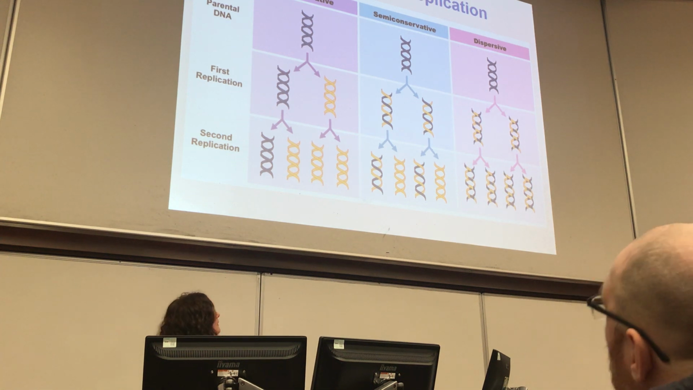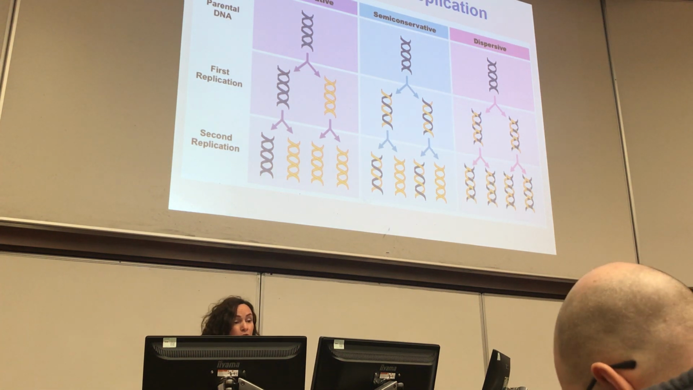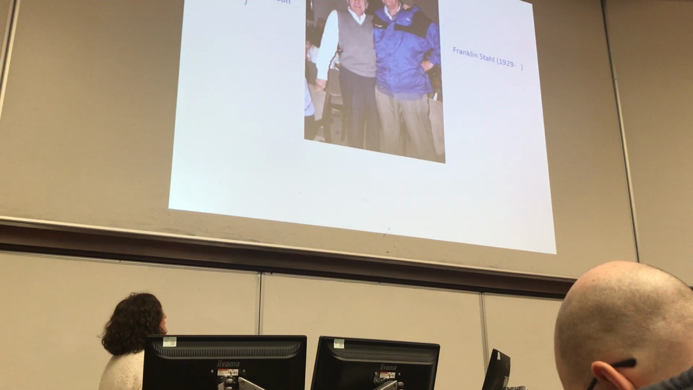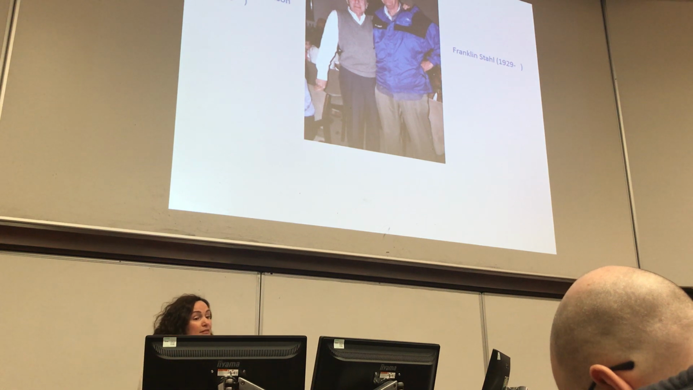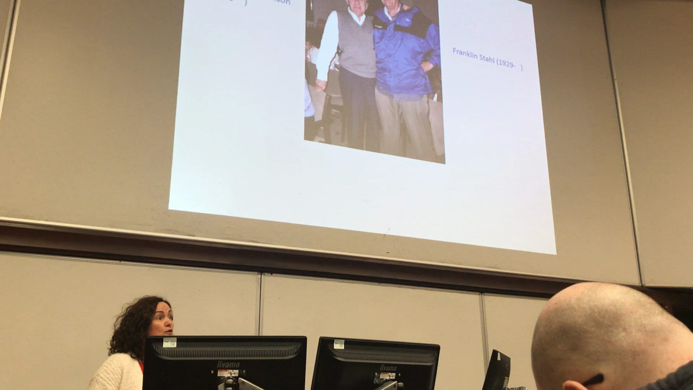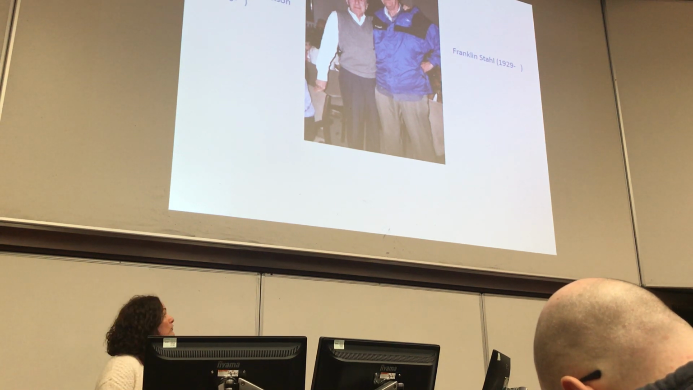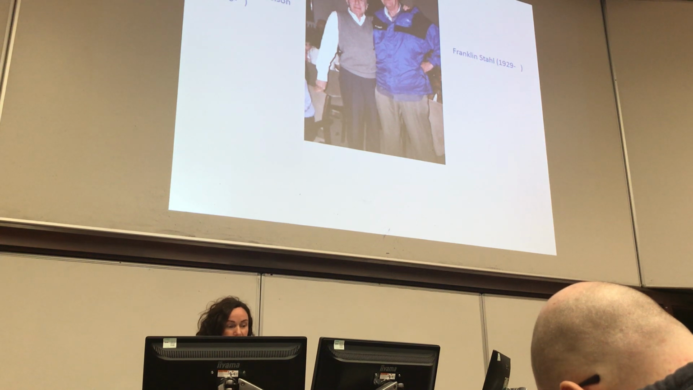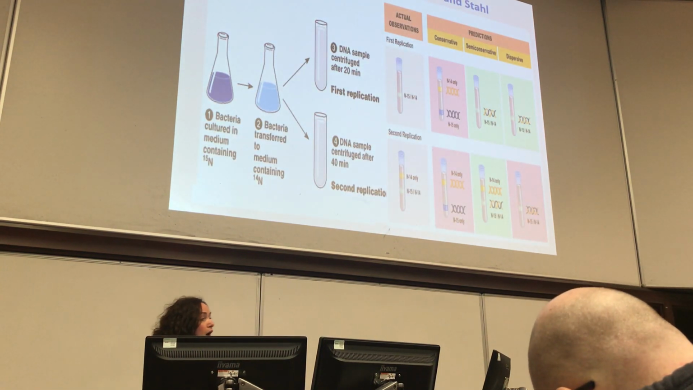And this was round about 1953 after Watson and Crick had elucidated the structure. So it wasn't until 1958, a good few years later, that Meselson and Stahl devised an experiment to determine which model, if any, was responsible for DNA replication. These guys are still alive today, 89 and 90 years old.